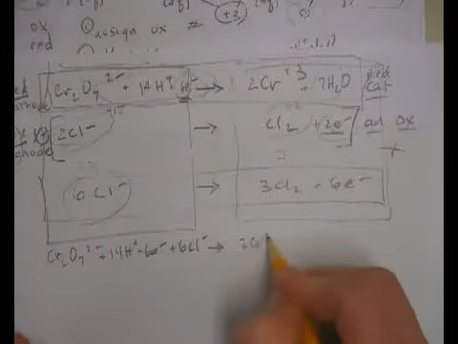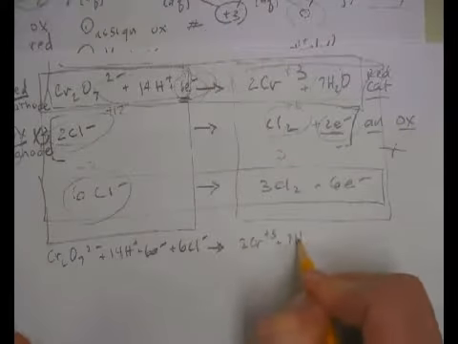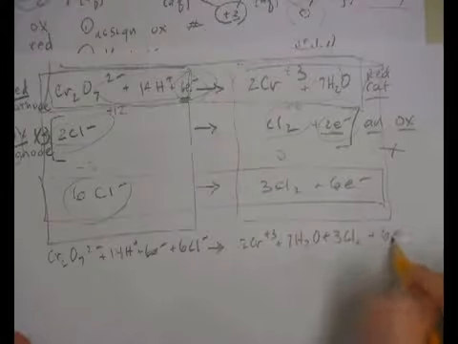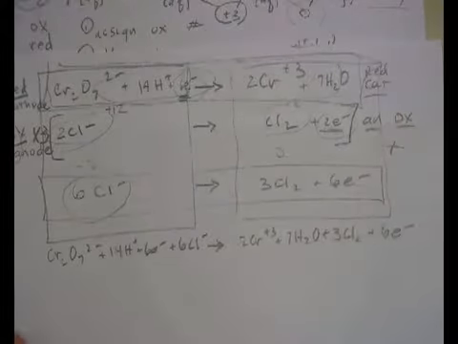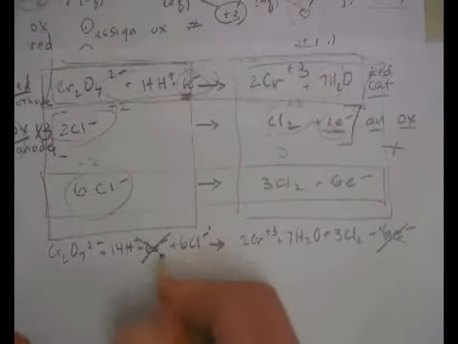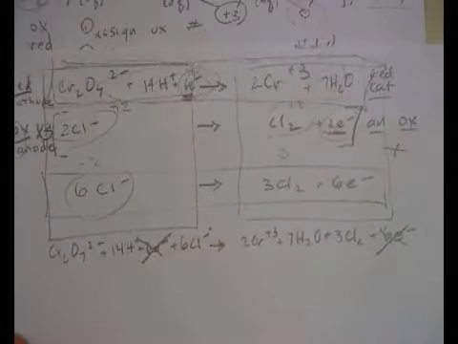Arrow, and this is 2 Cr3 plus plus 7 H2O plus 3 Cl2 plus 6 electrons. Anything that's the same on both sides, I can go ahead and cancel out. Notice how the 6 electrons go away and the 6 electrons go away.